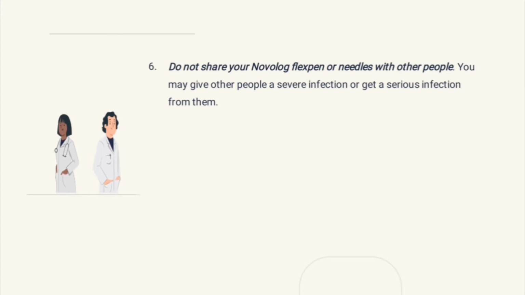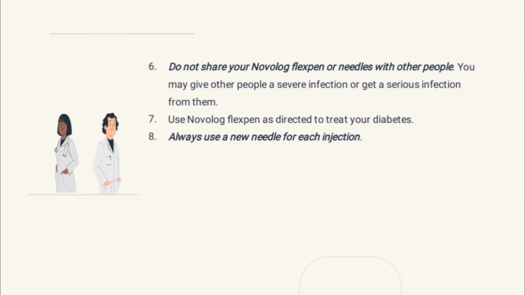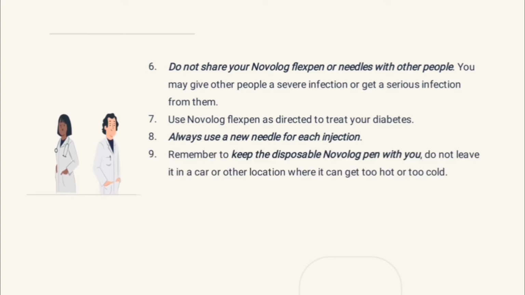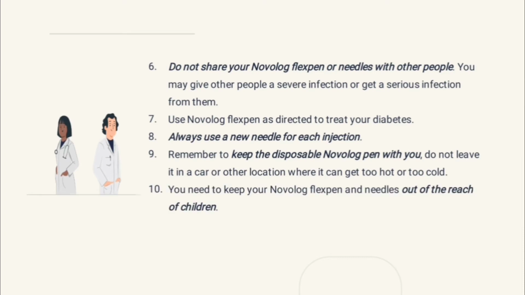Remember that you should always dispose of a needle after use. And use Novolog, Flexpen as directed to treat diabetes, nothing else. Always use a new needle for each injection. And remember to keep the disposable pen with you. Do not leave it in a car or other location where it can get too hot or too cold. It may alter the insulin or may damage the insulin or the Flexpen itself. Lastly, you need to keep it away from children.